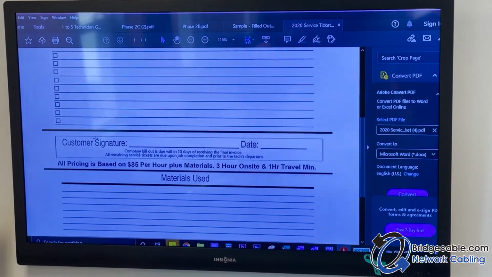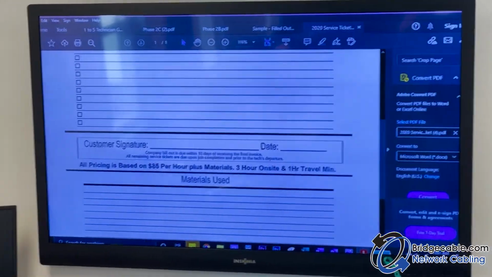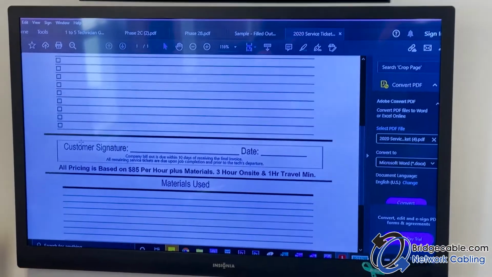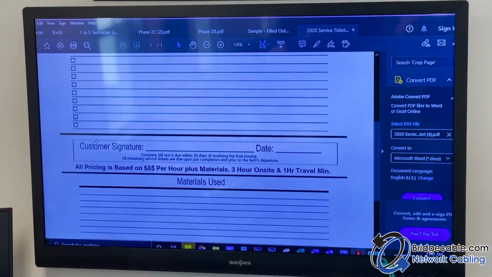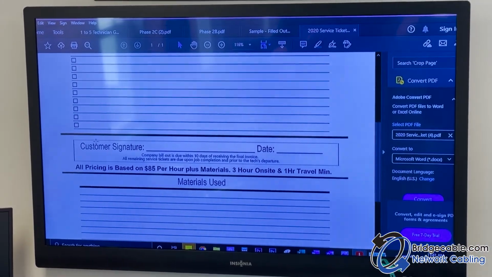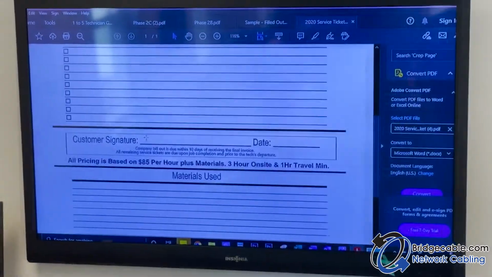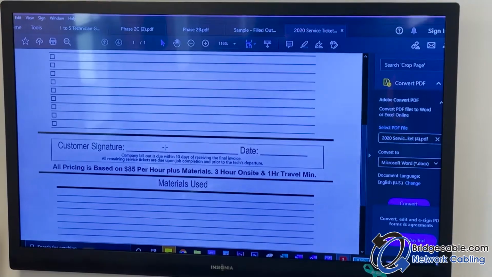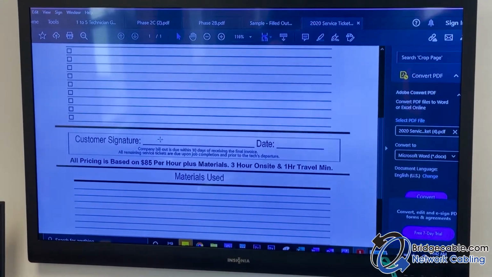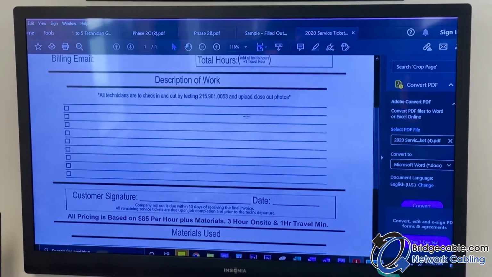99% of the time we will actually have a customer available to sign. Sometimes maybe we work when the client has closed office hours, or maybe the person that hired us already left for the day. So try and get a customer to sign, specifically the person that hired us, so that way they are agreeing to everything that's on here when it's filled out.